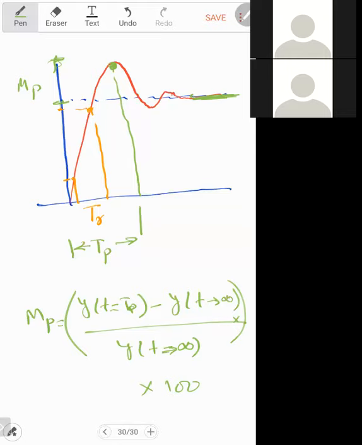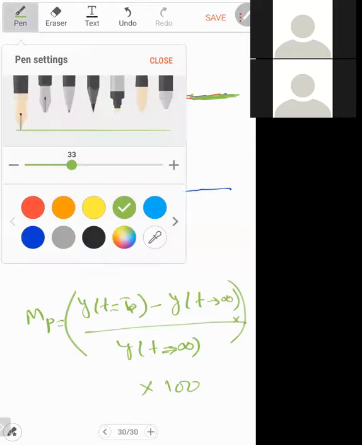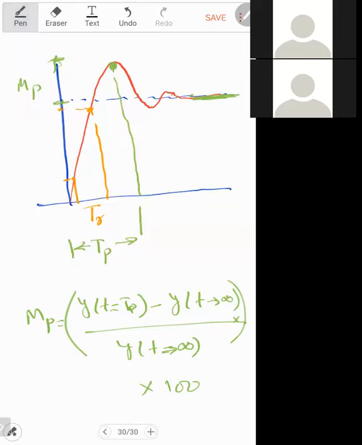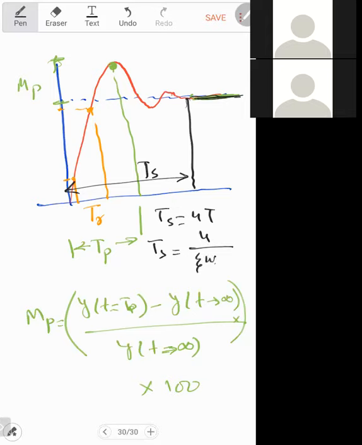And the fourth one is the settling time. We already know about the settling time. Settling time is when you reach the forced response. This is the settling time, Ts. And we already know that the settling time is equal to 4 time constants. In the second order system, the settling time becomes equal to 4 divided by zeta omega n.